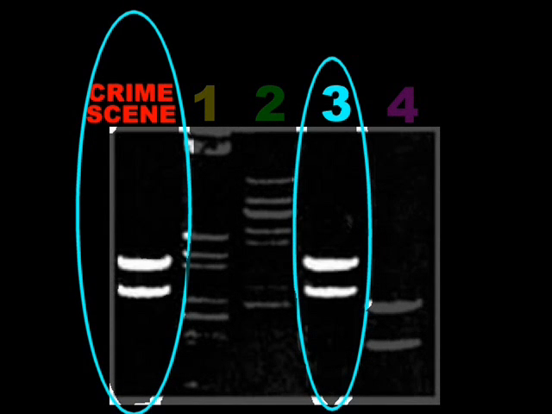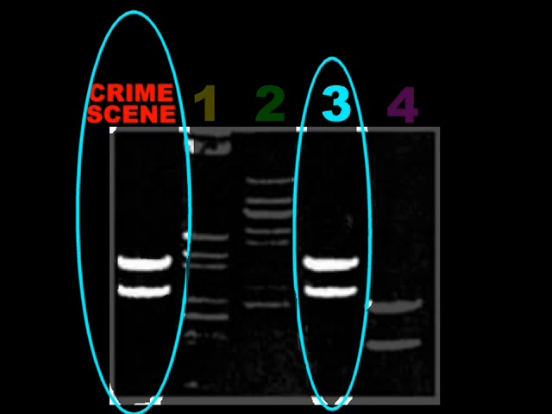Here you see bands of DNA that was found at the crime scene, along with bands of the DNA of 4 different suspects. As you can see, the bands from the DNA found at the crime scene match the bands from the DNA of suspect 3. That was an example of how DNA testing could connect a suspect with a crime.